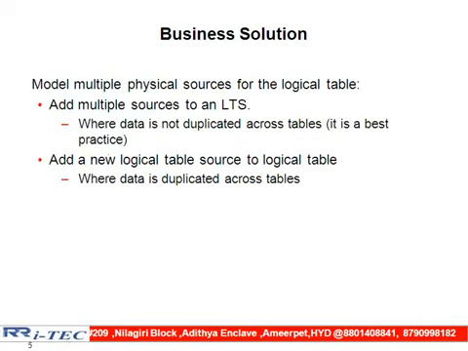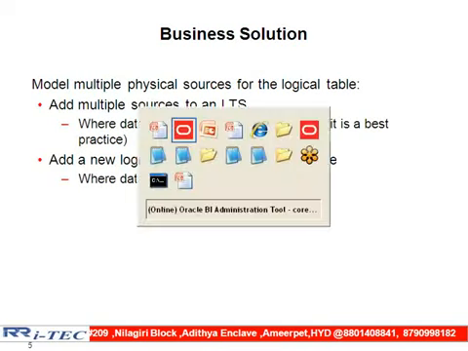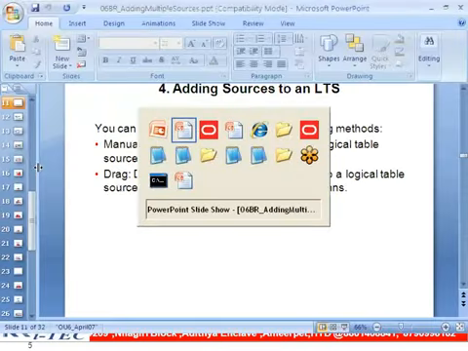We have two methods. One is what, sir? Manual method. Second one is what, sir? Drag and drop method, or automated method. You also understand the reasons. Whenever data is duplicated, then we need to drag and drop the physical column onto the logical table. Whenever data is not duplicated, then we need to drag and drop onto the logical table source. These are the two points you understand. Yes or no? Yes, let me walk through my slide.